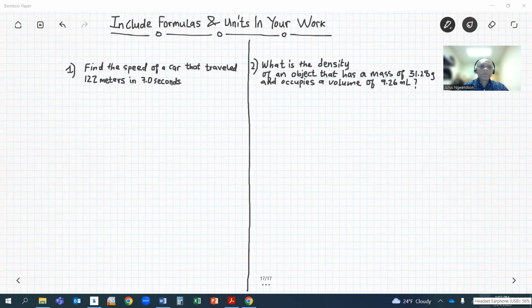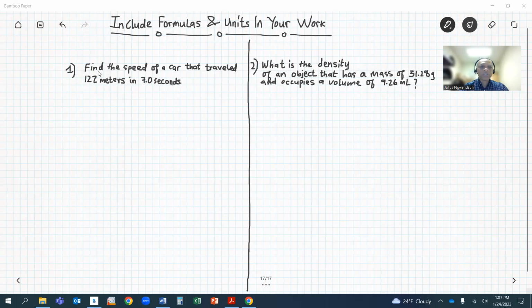Hello class, I want to show you guys how to include formulas and units in your work. When showing your work, I need you to include formulas and units so you don't just divide numbers and give answers. So I'm going to do that illustration using two questions right here.